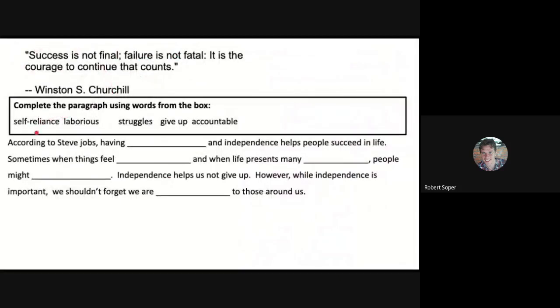Okay, we're going to practice using some of these words in this gap fill again. So here we've got complete the paragraph using the words from the box. Before you do that, if you feel like giving up, here's an inspirational quote by Winston Churchill, the famous British Prime Minister. Success is not final, failure is not fatal. It is the courage to continue that counts. So that's a bit of a motivational quote by Winston Churchill.